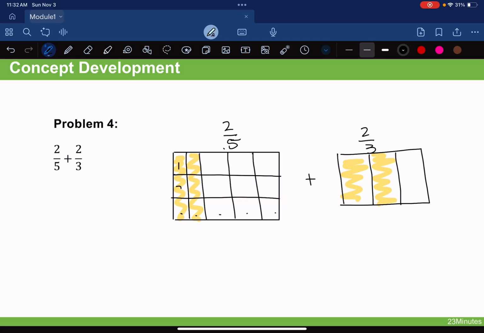If I count, I have 1, 2, 3, 4, 5, 6 shaded in, 7, 8, 9, 10, 11, 12, 13, 14, 15, which means my denominator should be 15 for my other fraction as well. If they are not the same, you've made a mistake somewhere. My denominator here is 3, so I'm going to use the opposite denominator, which is 5, and go the opposite direction.